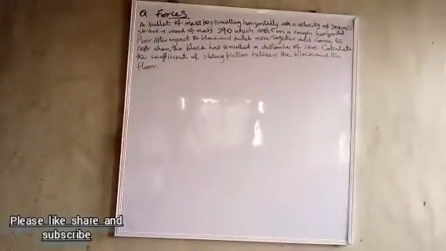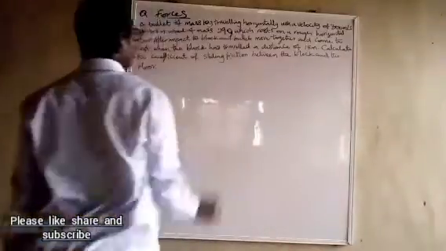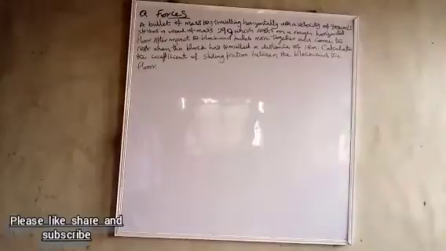A bullet of mass 10 grams traveling horizontally with a velocity of 300 meters per second strikes a wood of mass 290 grams, which rests on a rough horizontal floor. After impact, the block and bullet move together and come to rest when the block has traveled a distance of 15 meters. Calculate the coefficient of sliding friction between the block and the floor.